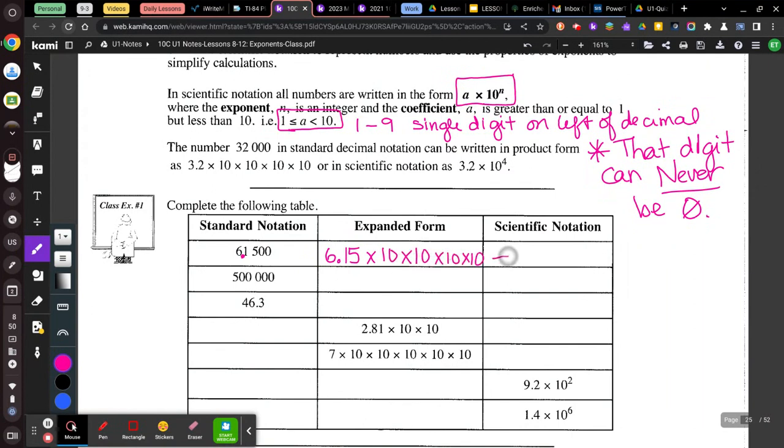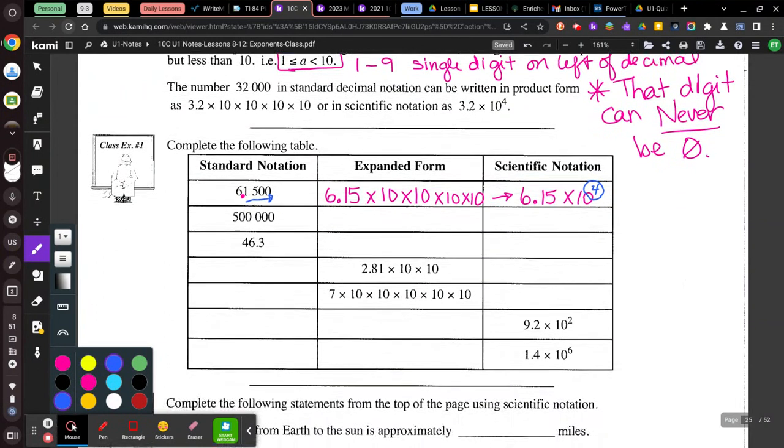So then this becomes 6.15 times 10, and now you've got how many 10s? You've got 4 of them. And again, this number matches the number of digits after your decimal, always. And yes, it includes those zeros because those zeros are a times 10.